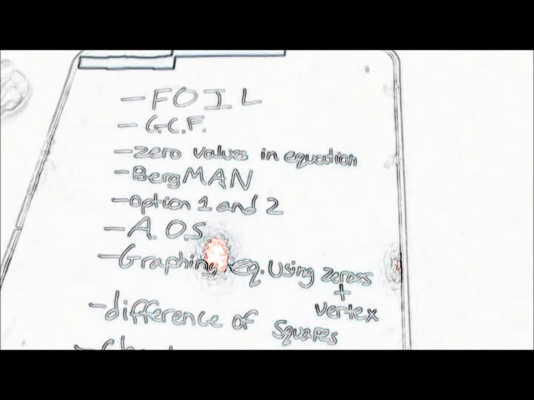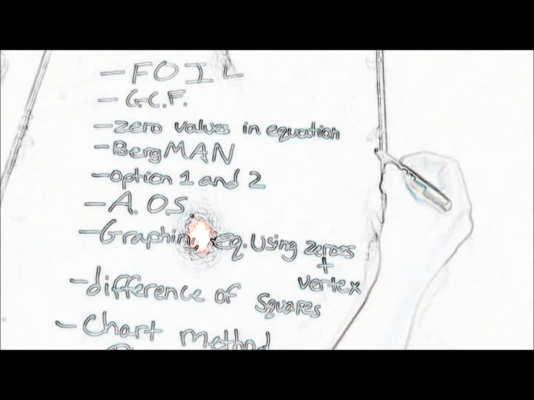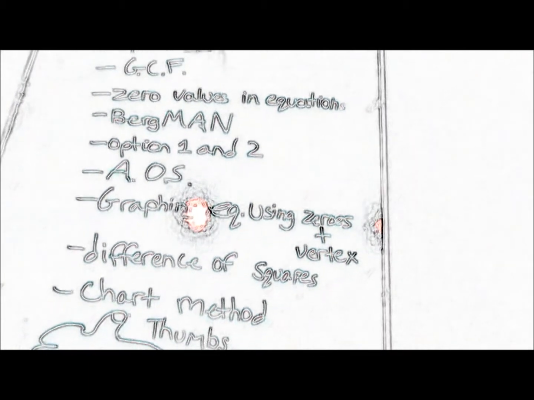The first thing you will be seeing is FOIL. The second thing you'll see is greatest common factor. Third thing you'll see are the zero values in equations. The fourth thing you will see is the Bergman method. Then to isolate the x's, option 1 and option 2.